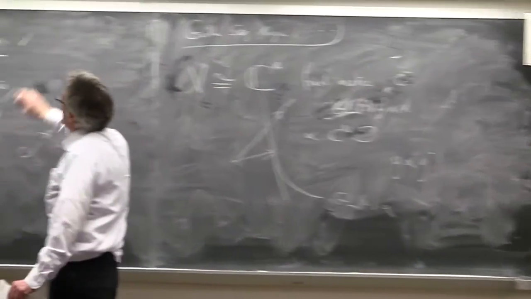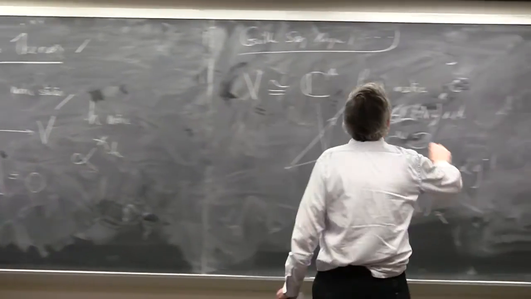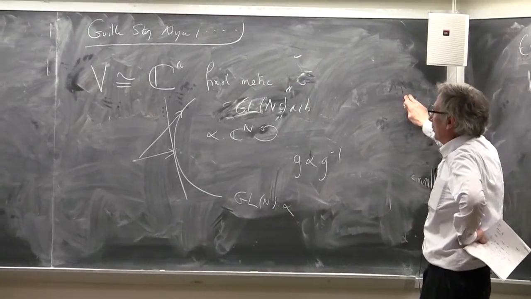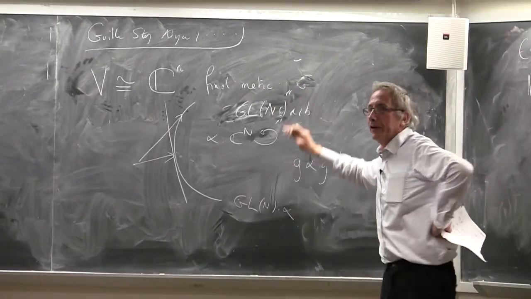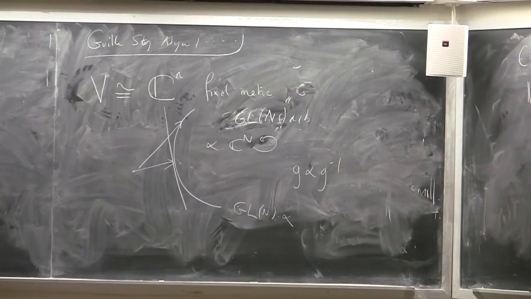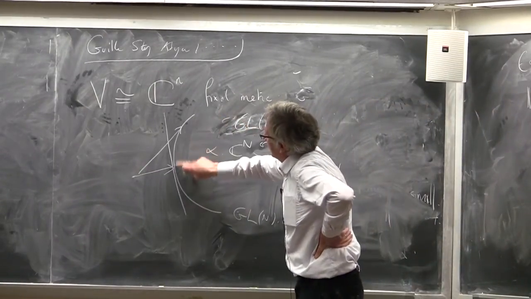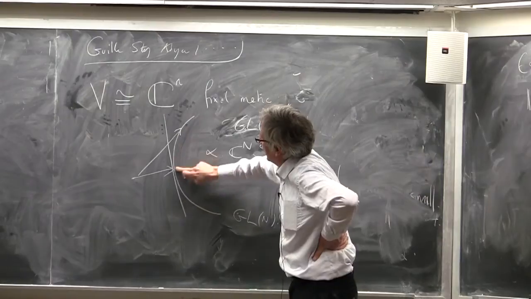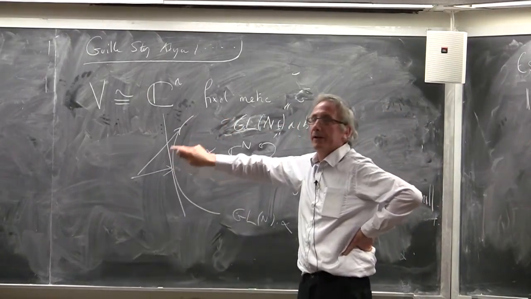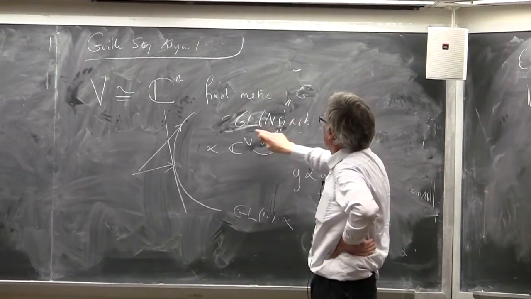And this Kempf-Ness theory says that you can do the same for any representation of, let's say, a linear reductive group, then you have the same story. If you have a closed orbit, stability in the invariant theory literature, then you can always minimize the norm, and that will be unique up to the action of the unitary group.